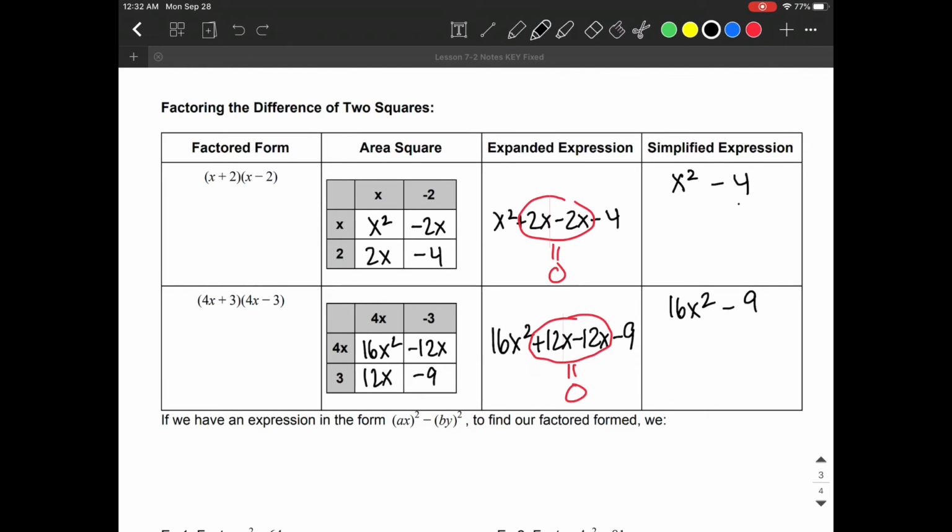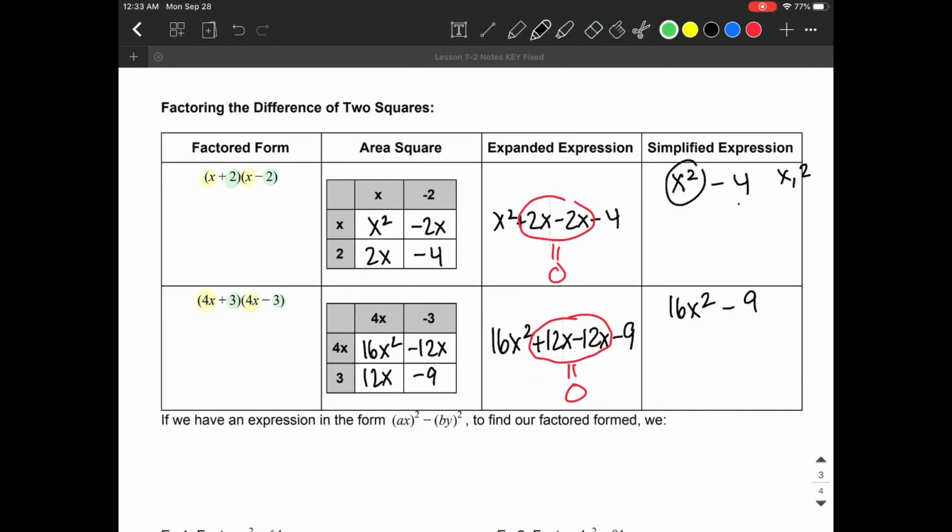I have x squared minus 4 as my simplified expression, and factored form is x plus 2 times x minus 2. Well, what I notice about my two factored forms is that they start with the same thing and they end with the same thing. So I probably can find those two things in my simplified expression somehow. Well, looking at my simplified expression, I have x squared minus 4. Where do I see x and 2 here?